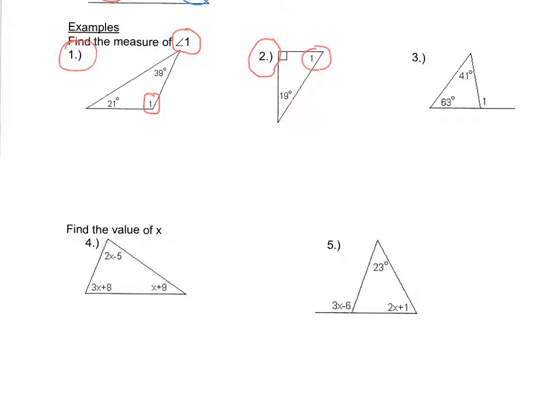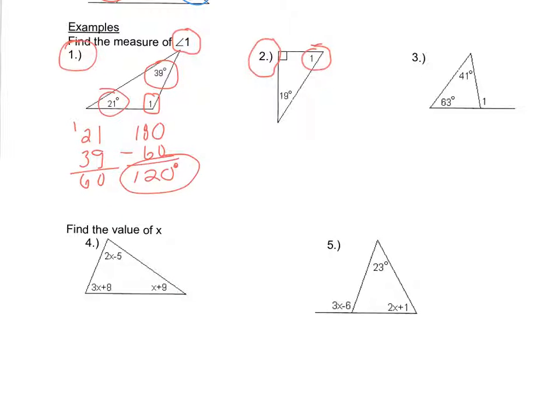Okay, so hopefully you've paused the video and you've done problems number 1 and 2. With number 1, we're using our basic triangle sum theorem. We add 21 and 39, and we get 60. Now, we know that the sum of the angles in a triangle is 180. So we subtract 60, and we are left with 120 degrees.